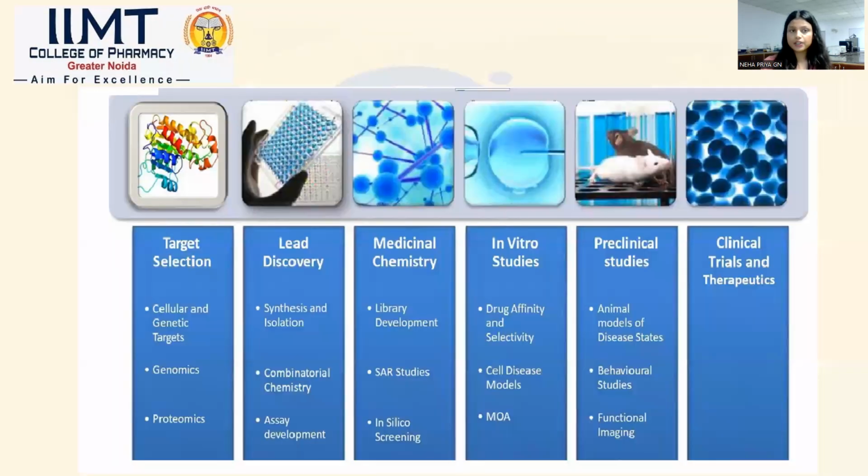So the drug discovery process consists of 6 parameters. The first is target selection. First, I select my target. If a person is suffering from a disease, the first thing I do is select the target which is responsible for creating the disease. Then further I'll select my lead, which can act on that target and cure the disease. This is followed by medicinal chemistry.